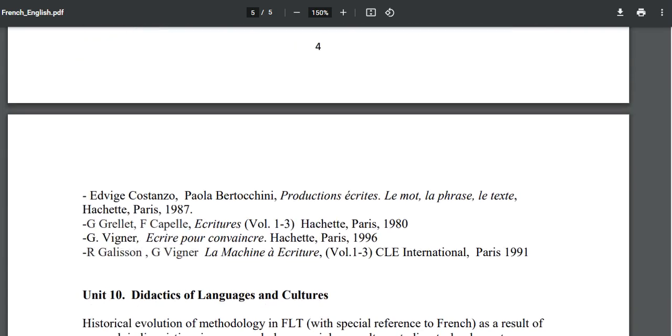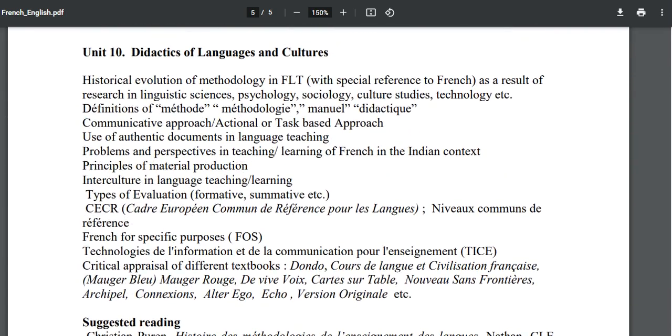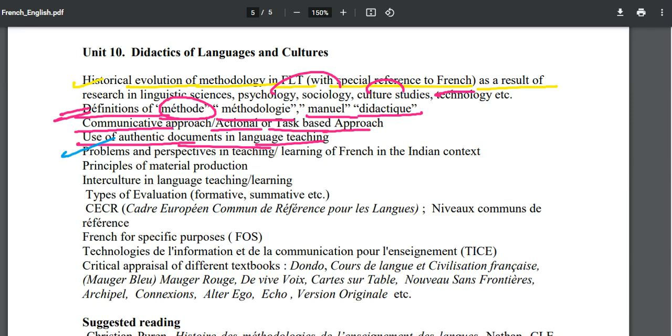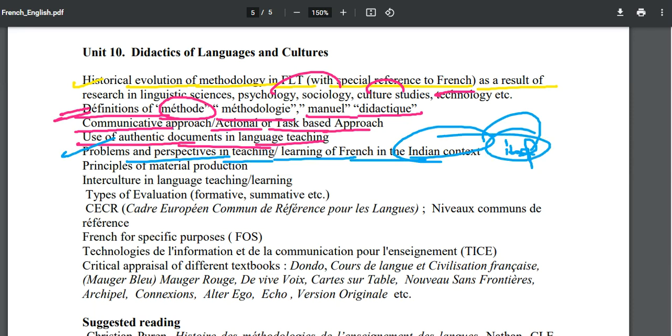And then we move on to unit number 10, didactics of language and cultures, historical evolution of methodology in FLT with special reference to French, as the result of research in linguistic sciences, psychology, sociology, cultural studies, technology, etc. Definitions of method, methodology, manual, didactic. Definitions of these: communicative approach, actional or task-based approach, use of authentic documents in language teaching, problems and perspectives in teaching, learning of French in the Indian context. This might be important. Principles of material production, interculture in language teaching, learning, types of evaluation, formative and summative, etc.